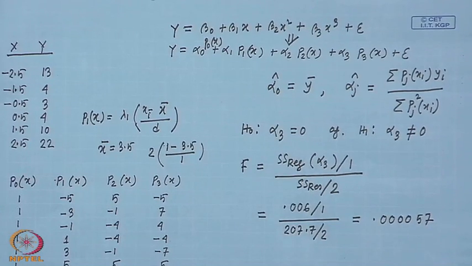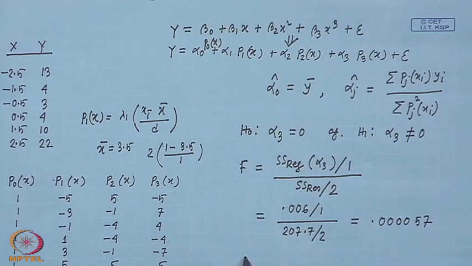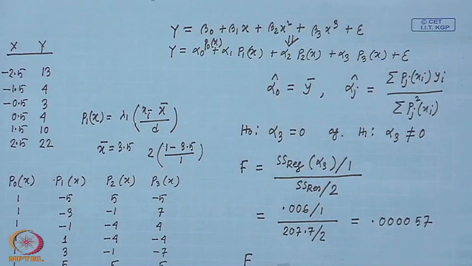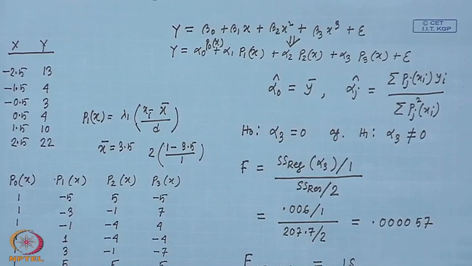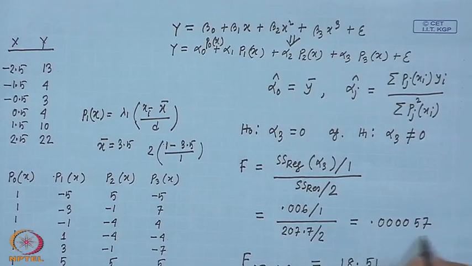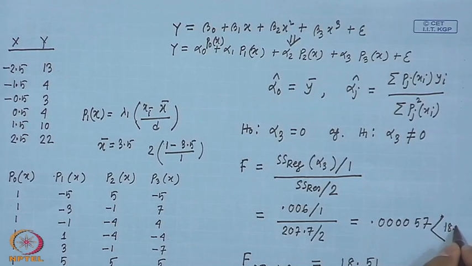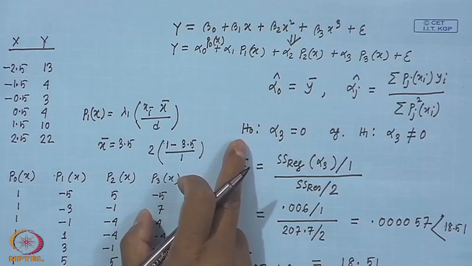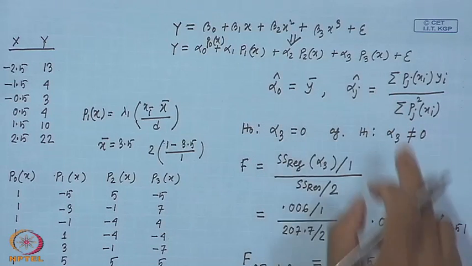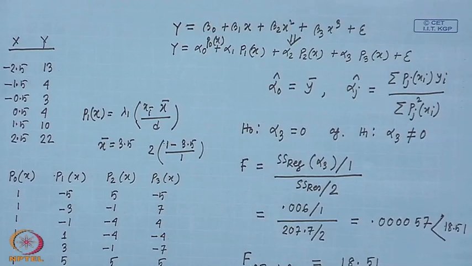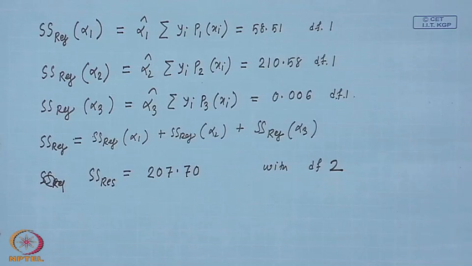This clearly says that alpha 3 is not significant. Still, let me find the value of tabulated F at 0.05 with degrees of freedom 1 and 2, that is 18.51. This one is clearly very much smaller than 18.51. So, this F test implies that H naught is accepted. That means alpha 3 can be 0 in the model, which in other words says that alpha 3 is not significant.